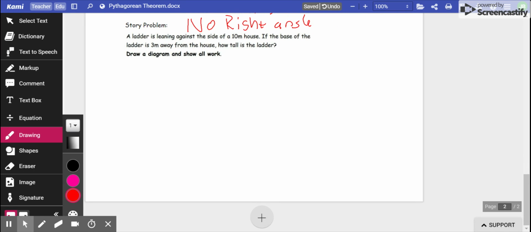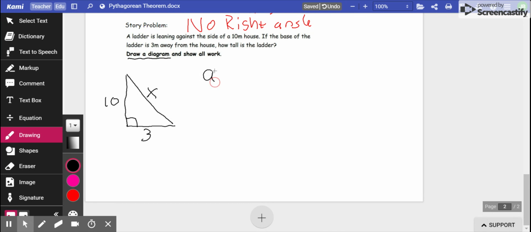As you move on, the last problem I'm doing here is a story problem. Notice the key words here: draw a diagram. They want you to draw a picture first. A ladder is leaning against the side of a house, a 10-meter house. This is 10 for the house. If the base is 3 meters away, this is 3, how tall is the ladder? You're just trying to figure out how tall this ladder is. The hypotenuse here is across from the right angle.